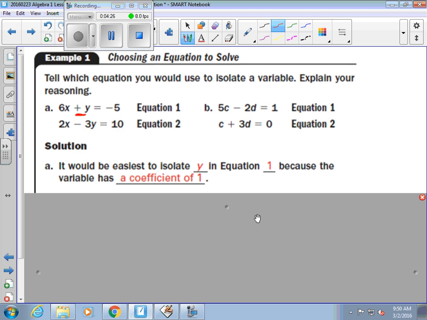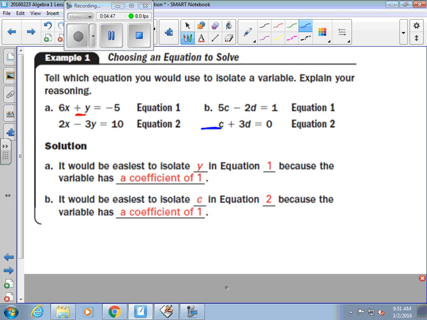For this second set, use that same logic. The only variable that has 1 as its coefficient is this one right here, 1c. That means you wouldn't have to do any division for that one. All you would have to do is subtract 3d on both sides. So same logic, it would be easiest to isolate c in equation 2 because it also has a coefficient of 1, just like the first one did.